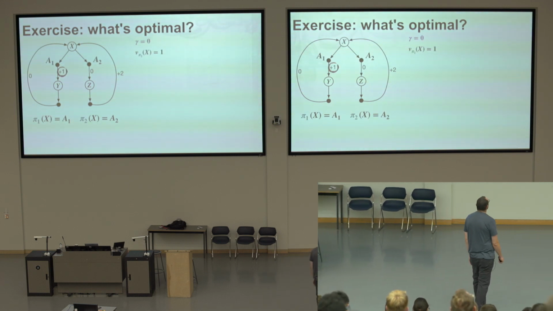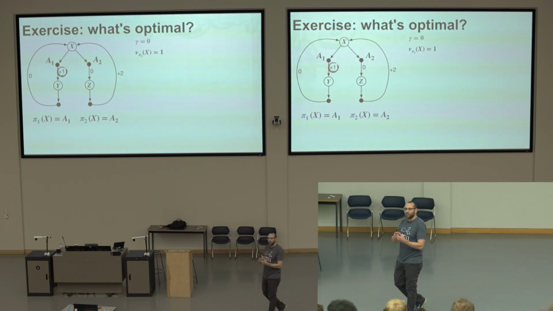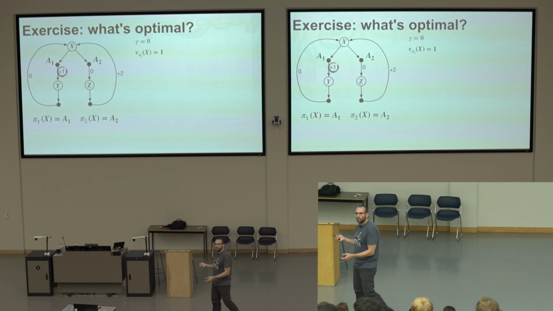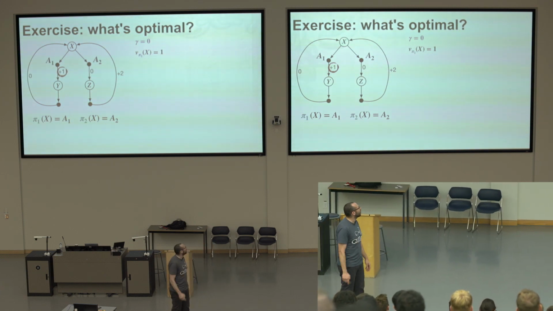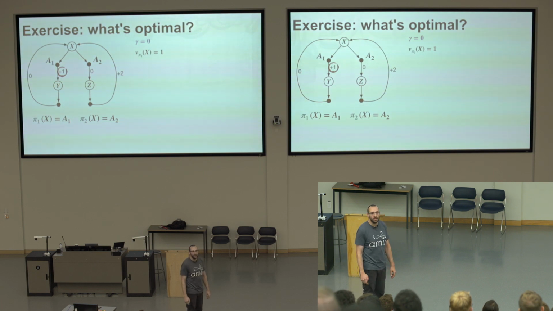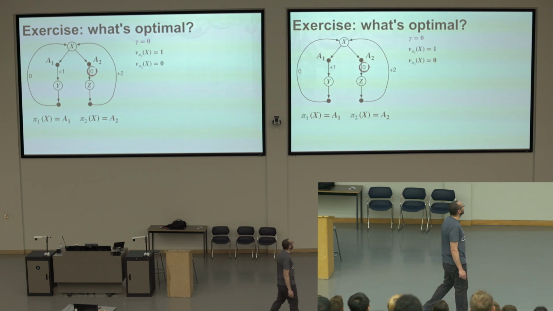So, in this case, the value of this is just 1, right? It's just the discounted sum where the discount is 0, so that we just care about the very first reward. And what about for the other one? What's the value of pi 2 in this state? 0. So A1 looks pretty good. Okay.